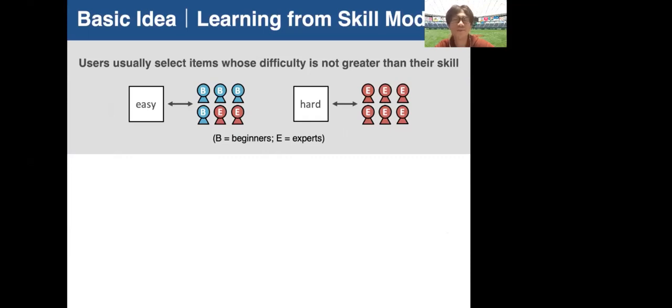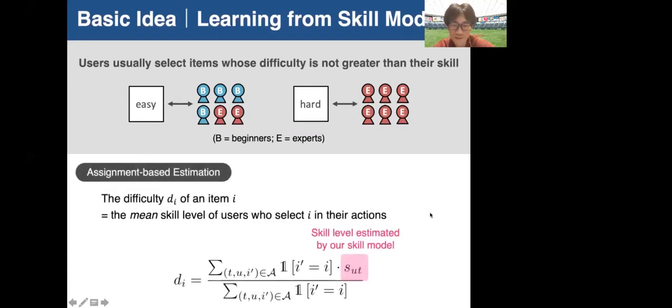For example, we have 2 items here, and the left item is selected by 4 beginners and 2 experts. On the other hand, the right item was selected by 6 experts. So under this assumption, we can estimate that the left item is easier than the right item. And this idea is formally described in this way. That means that we estimate the difficulty of each item as the mean skill level of users who select that item. This approach is called assignment-based estimation.